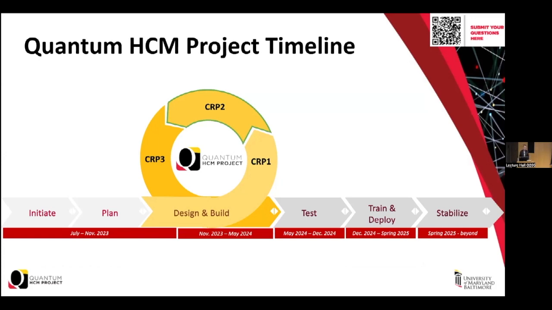So this slide talks about the project timeline and how we started in July and where we are headed in terms of phases for the project. The area to focus on is that middle circle that says CRP 1, 2, and 3, and I'll come to that in a moment. We started the implementation part of this project in July of last year. We completed the initiation and planning phases, and we are right now in the design and build phase. Just to give you an idea, CRP stands for Conference Room Piloting.